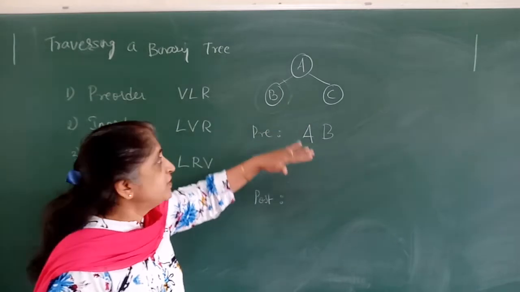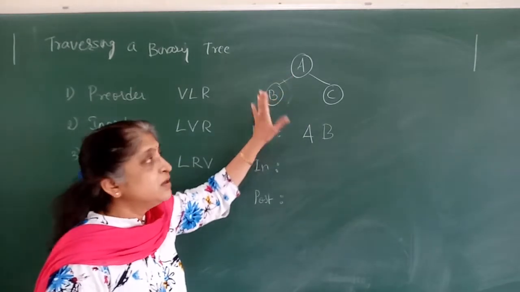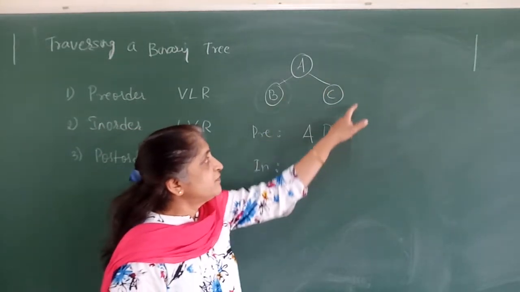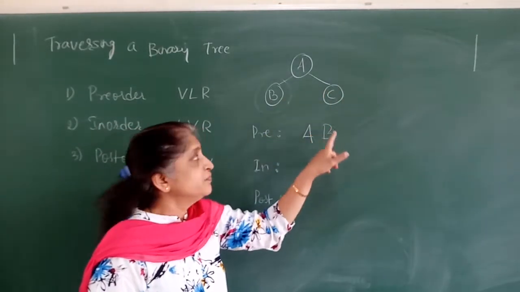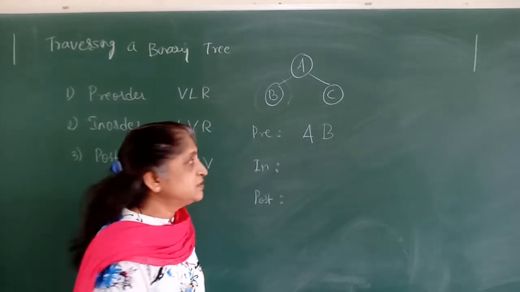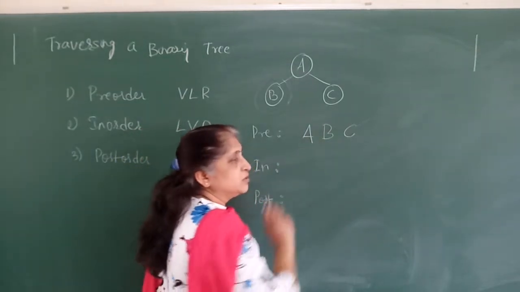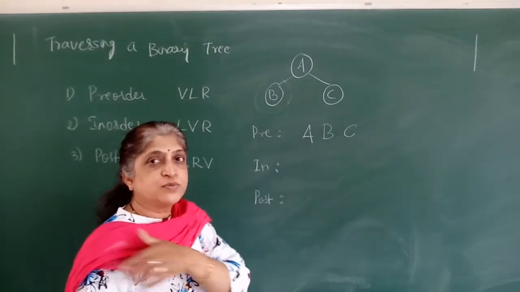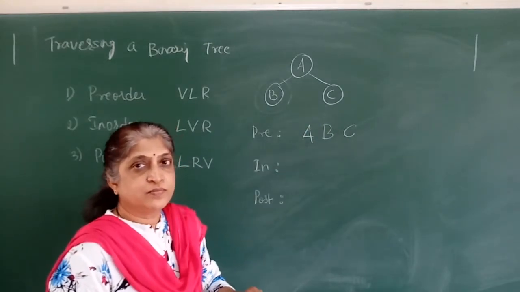That means we have completely visited the left subtree of A. Now we have to visit the right subtree of A. In the right subtree of A, we have the root, that is C. Visit the root. Go to the left subtree. Left subtree is null. Then the right subtree is also null.